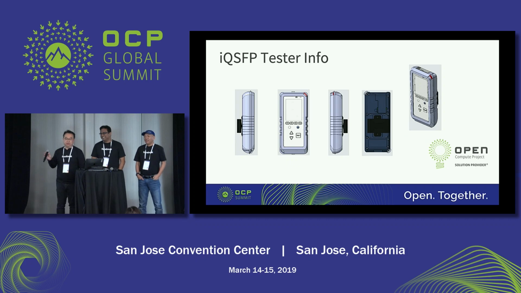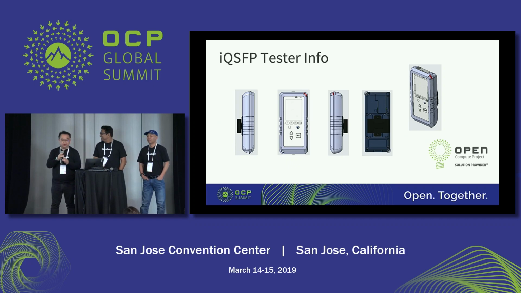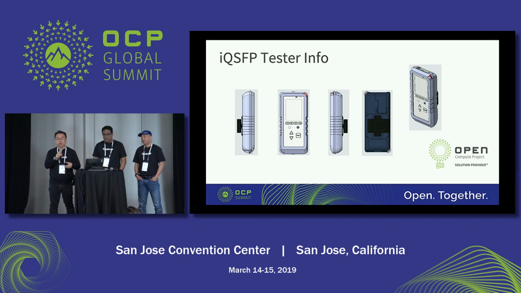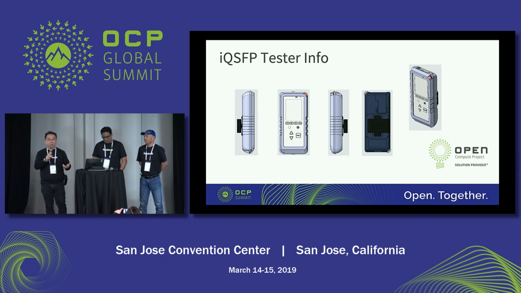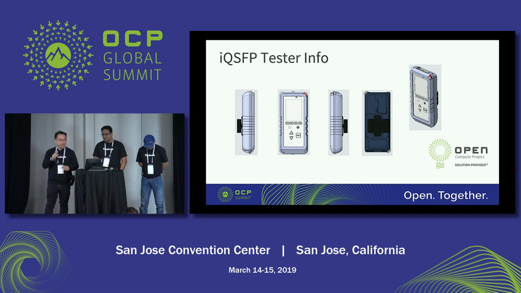So as you see on the screen right now, there is the iQSFP tester. The reason we make it a portable device is that we need to bring it from the office to the data hall. So in order to make it portable, we basically had to design a portable device. From all these views, you can see most of it has a rubber boot on the outside. Only the back view doesn't show it.